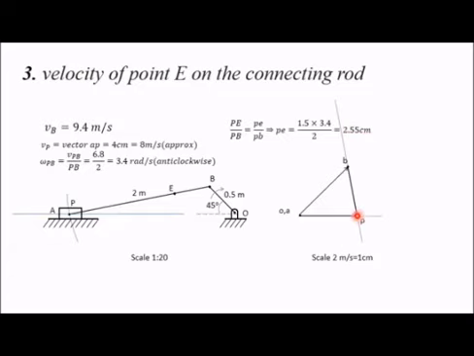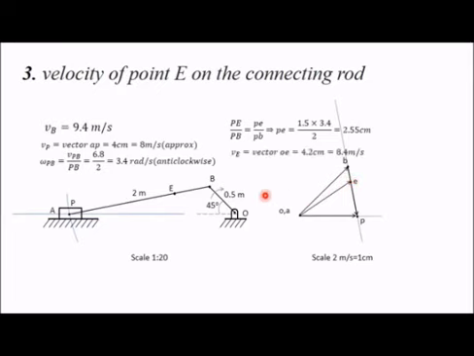So just from this point measure 2.55 centimeter and mark point E here. So this is your point E, which is at a distance of 2.55 centimeter from the P. Now to get velocity of E, absolute velocity of E, you join this E from this fixed point O or A. So this line is representing absolute velocity of E.